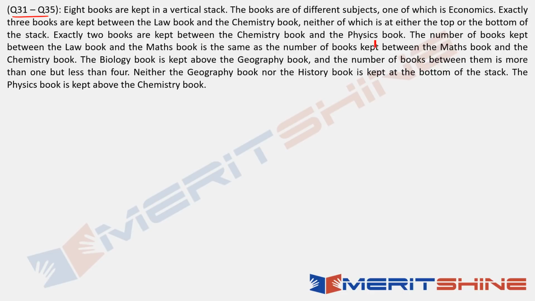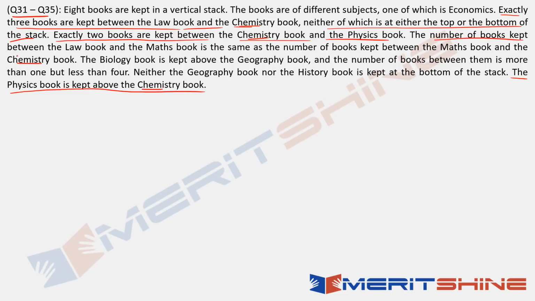2 books are between chemistry and physics. Okay, just one look at the data. What else do we have? Then again this chemistry, you look at things like this. This is chemistry, this is chemistry, this is chemistry, this is chemistry again. So I can use this. I think this is concrete. Exactly 2 books are kept between chemistry and physics, and the physics book is kept above the chemistry book, and then chemistry is connected with so many others. Yes, this is there. So we can also use this. Exactly 3 books are kept between law and chemistry, and they are not at the top or the bottom. And there are so many connections with chemistry.